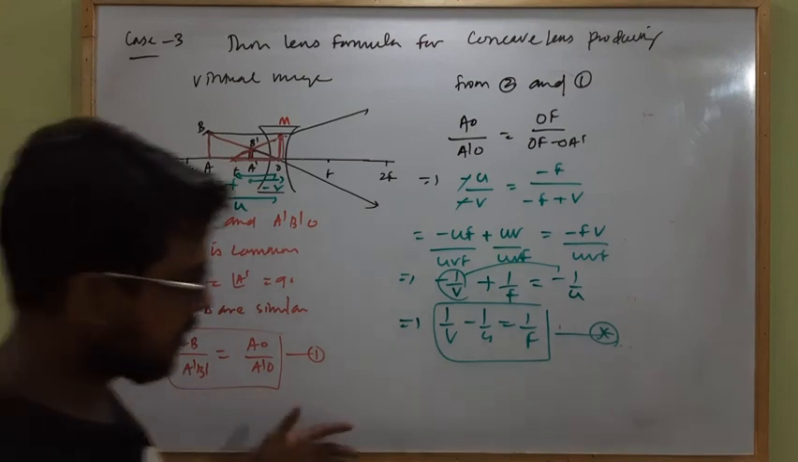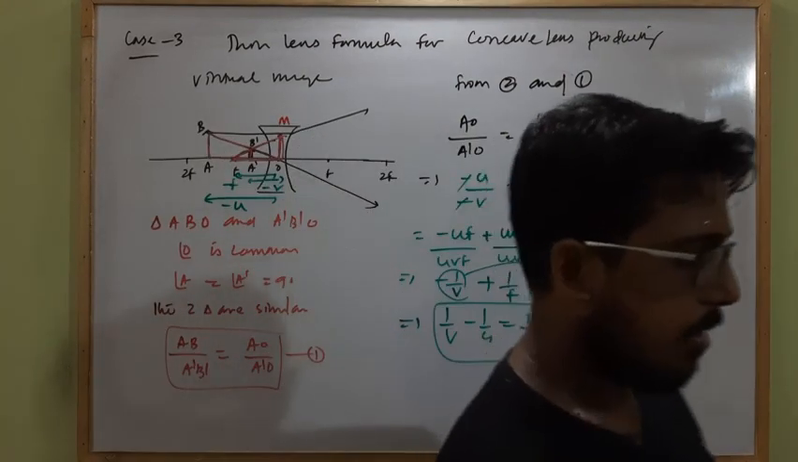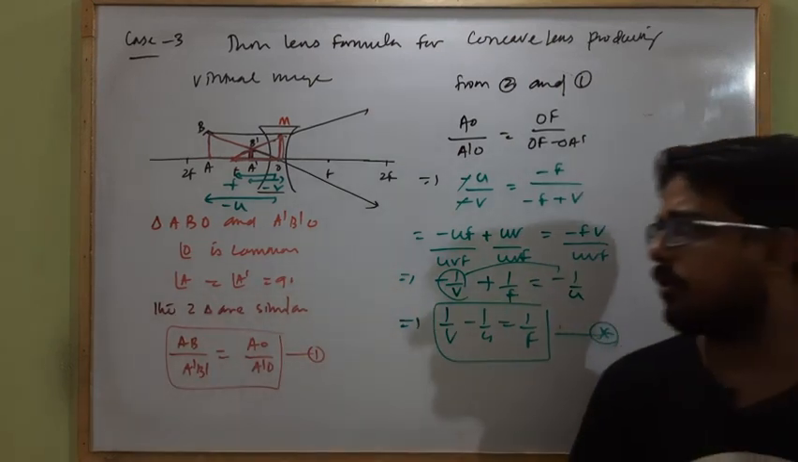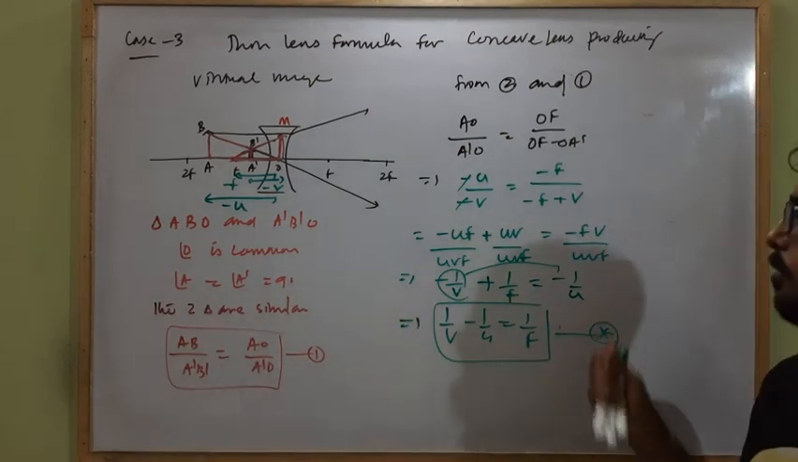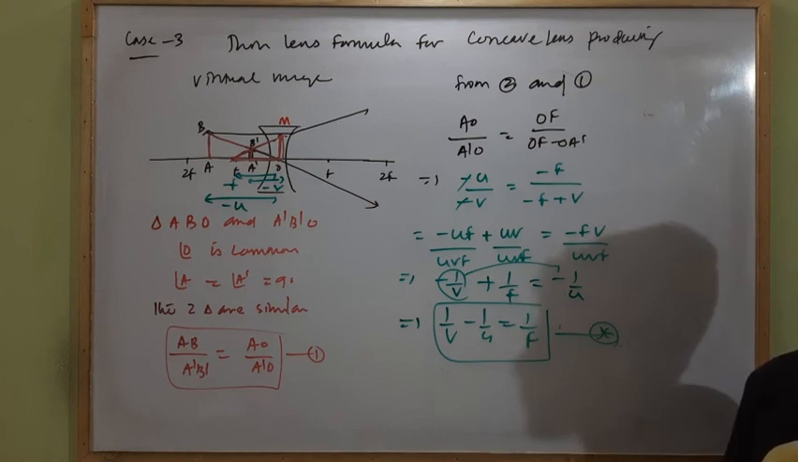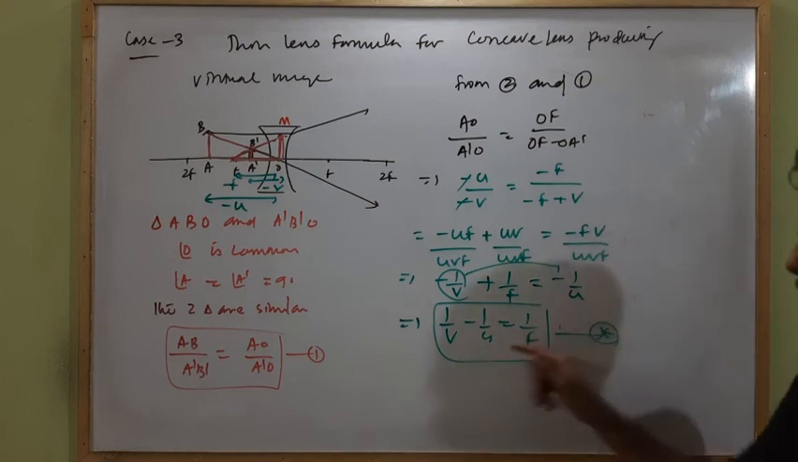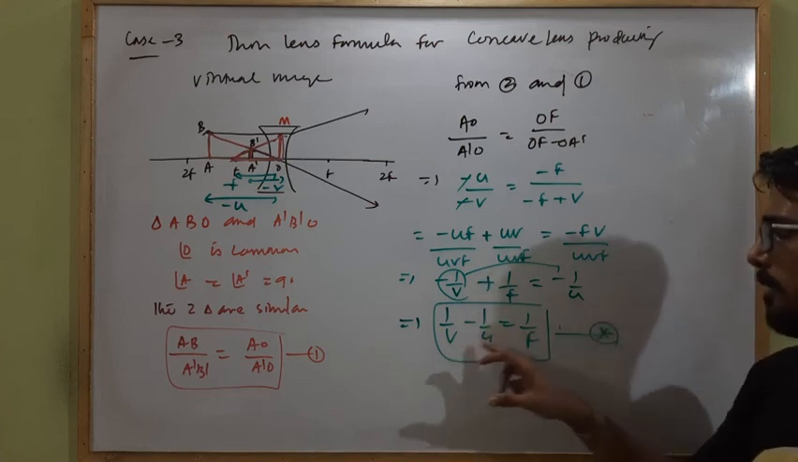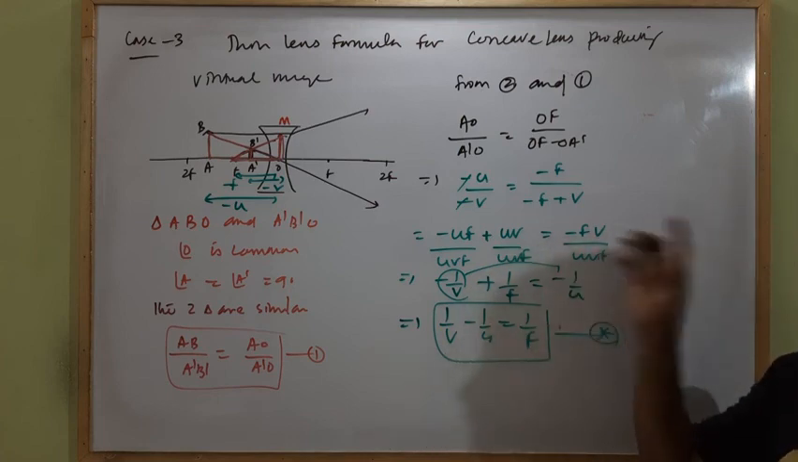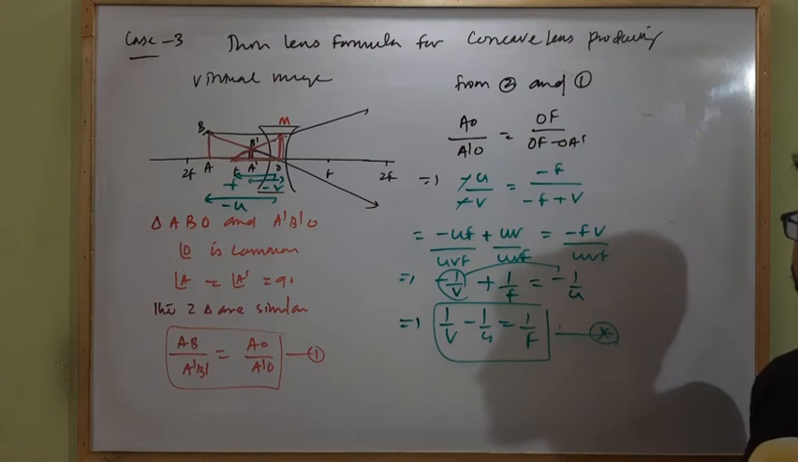Clear? So these are the three cases: how image is formed through concave and convex lens, and how to derive the thin lens formula. Clear? And in each case you have to remember the formula, what is V, what is U, and what is F, and all are used during numerical solutions by using their sign convention. Clear?